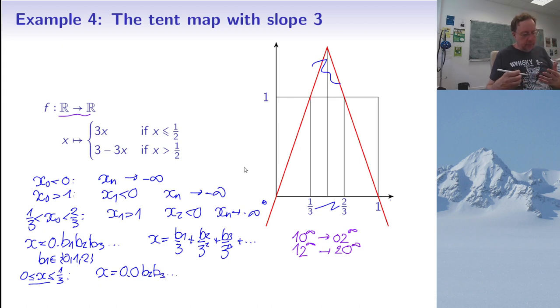And, well, then its image will be 3x, and again I will just have a shifted sequence, 0 dot b2 b3 and so on.